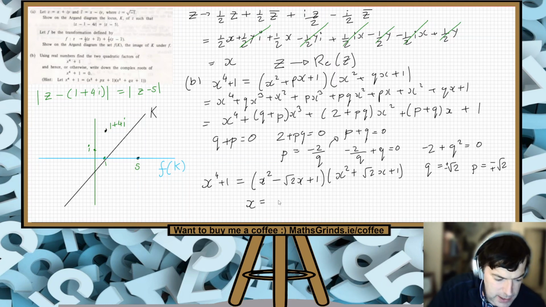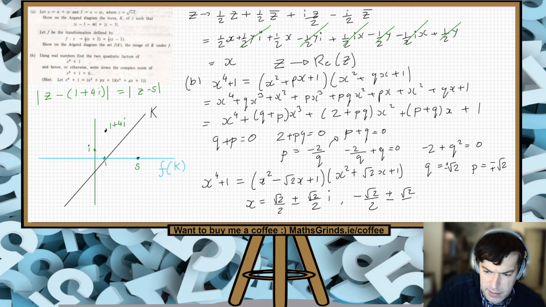So that would be root 2 over 2 plus or minus root 2 over 2 i. And this one here, minus root 2 over 2 plus or minus root 2 over 2 i. Okay.